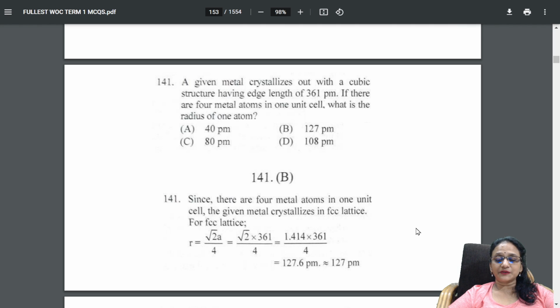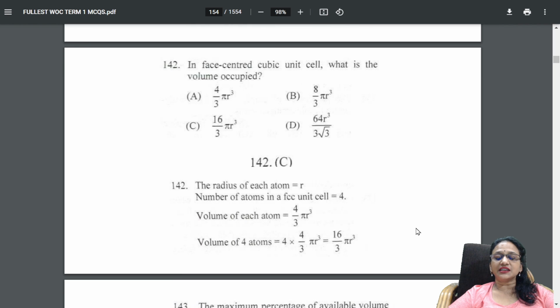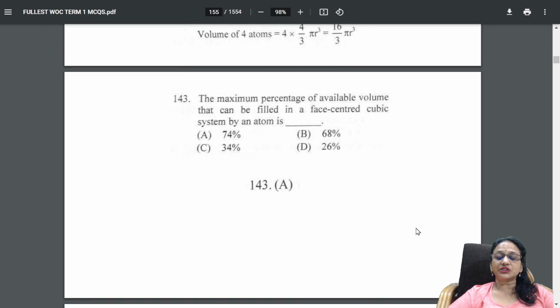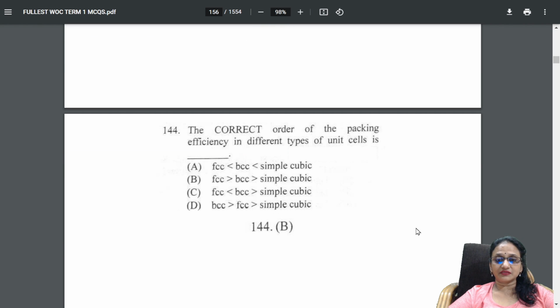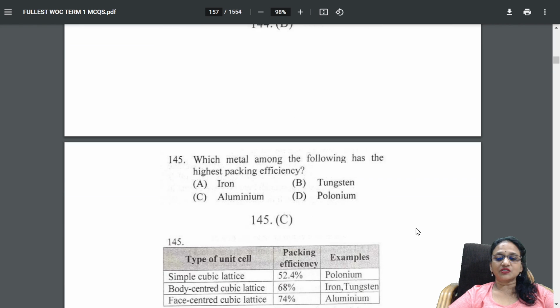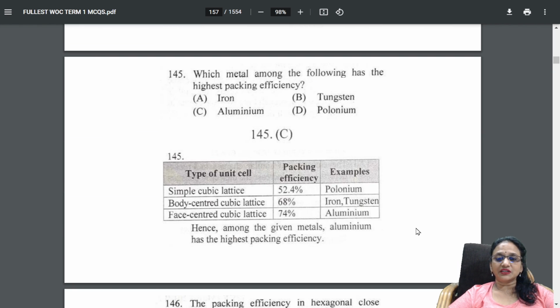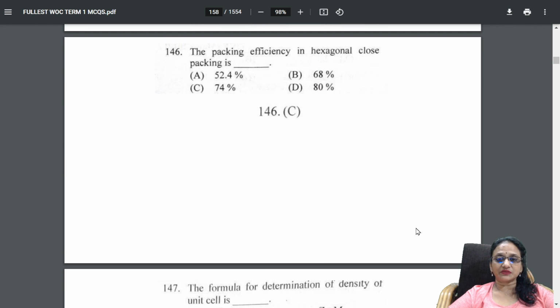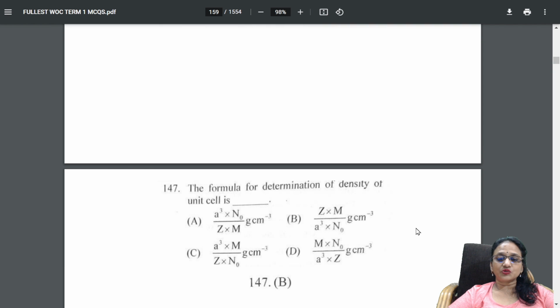Right. Then comes time. Basically, every question of edge length, every question of density, every question of packing, every question of packing efficiency, everything is made into a question. Right, students? So please go through the questions, understand the concept, and anywhere, ask me. Again, I'm telling you, every line of NCERT is made into a question. Correct, students? So please go through.